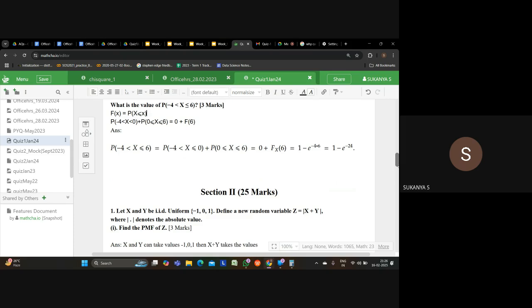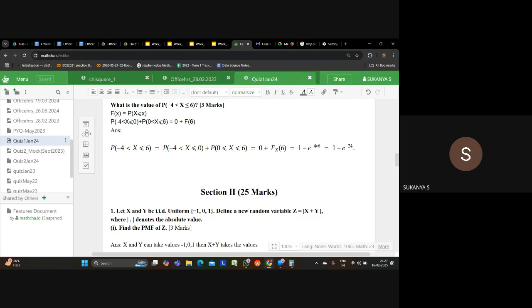Why didn't you put less than or equal to 0 in the first part? It doesn't matter, we can put it here. Nothing will happen, it's continuous. The equality sign doesn't matter wherever you put it. Still, the integral is going to be 0 to 6. No worries.